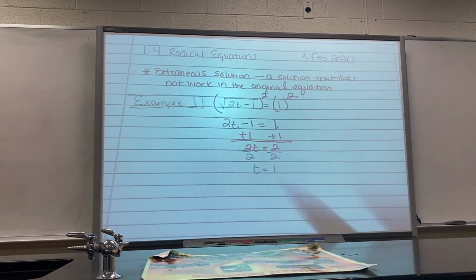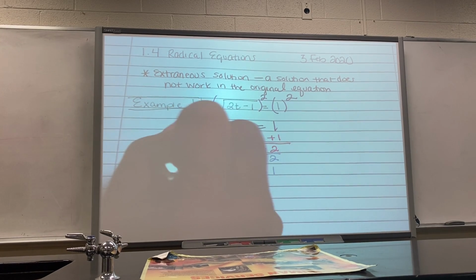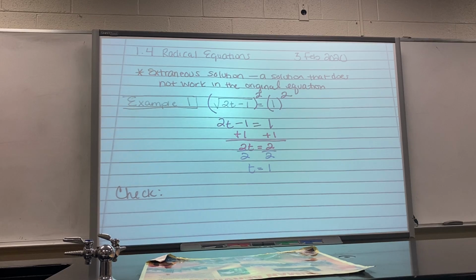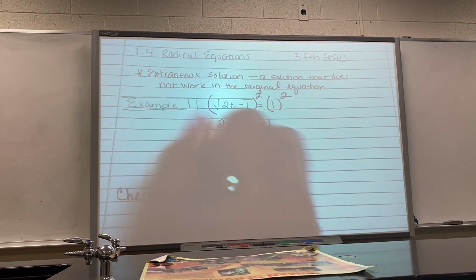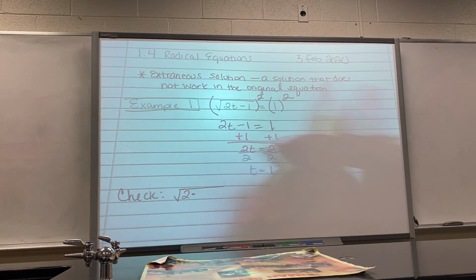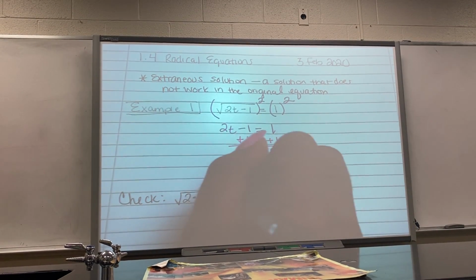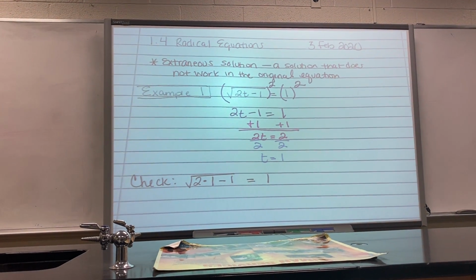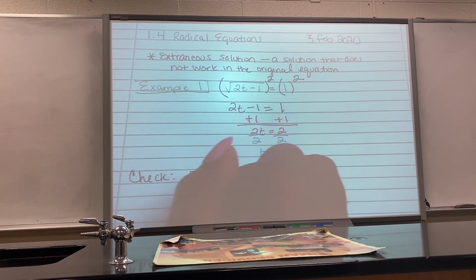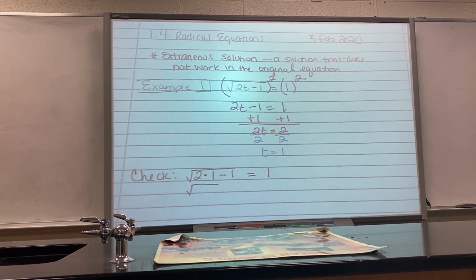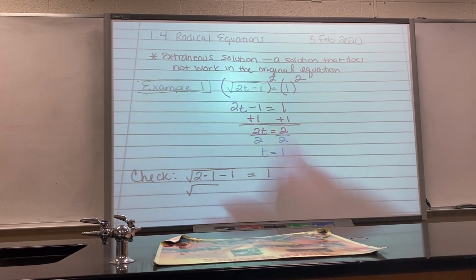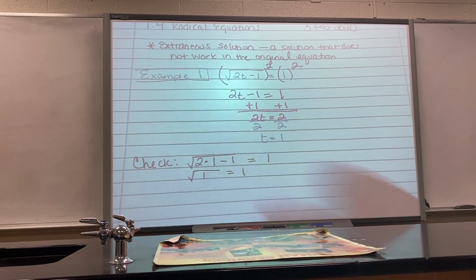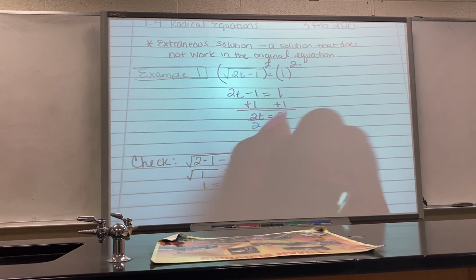Alright, so now I want to check it by plugging it back into my original equation, so before I even took the square root off. So I've got the square root of 2 times my t, which is 1, minus 1, and that should equal 1. So simplifying the bottom, 2 times 1 gives me 2. 2 minus 1 leaves me with 1. And again, that should equal 1. And the square root of 1 is 1, so that works.